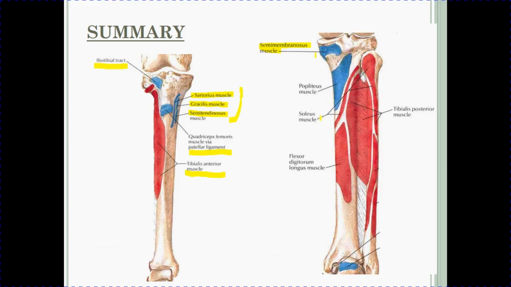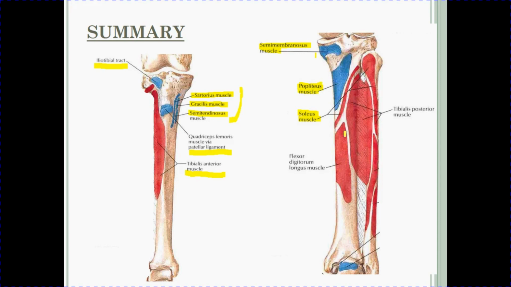From the soleal line, the soleus muscle arises. Just above the soleal line, from the triangular area, the popliteus muscle is attached. The blue ones are the insertions and the red ones are the origin. So the popliteus muscle is inserted onto the triangular area above the soleal line.